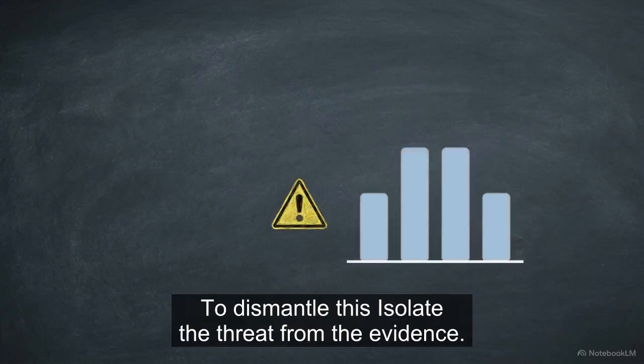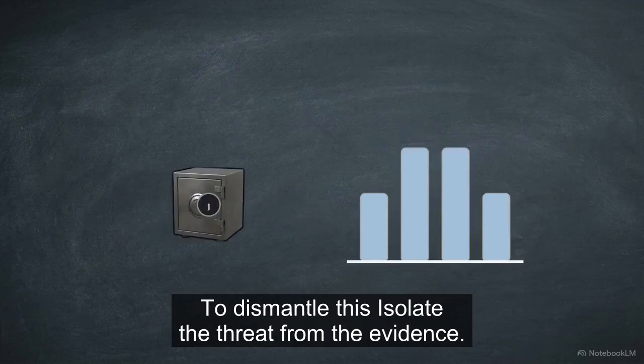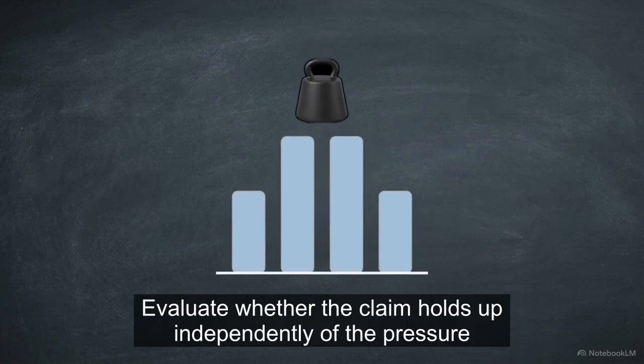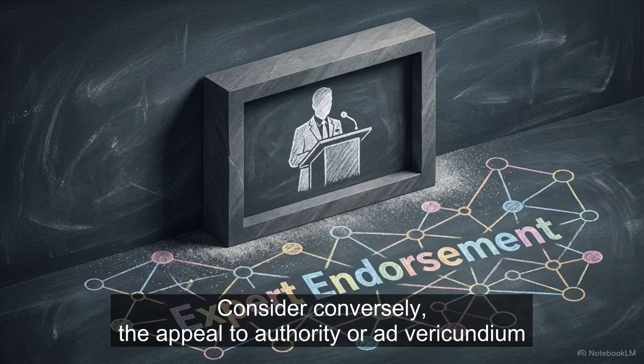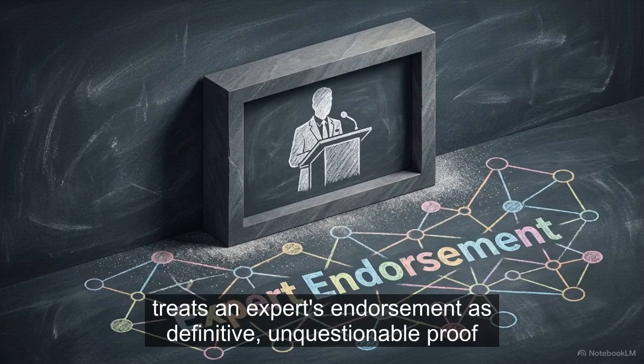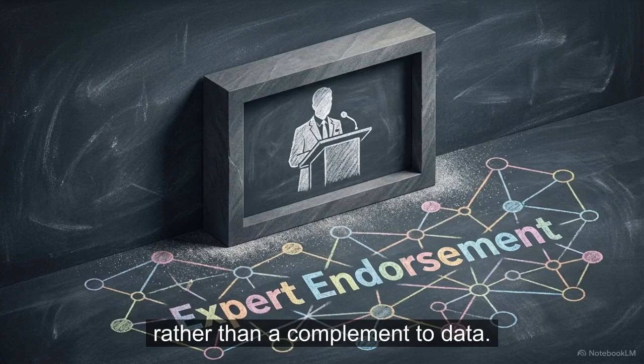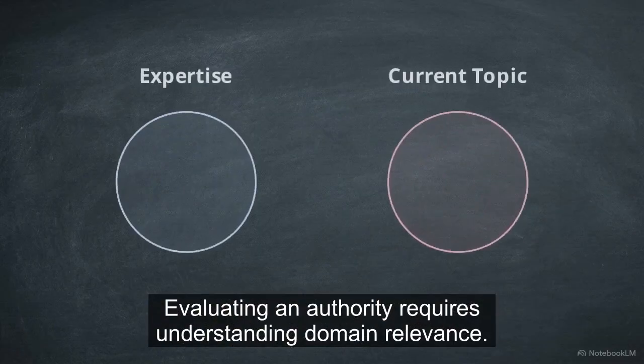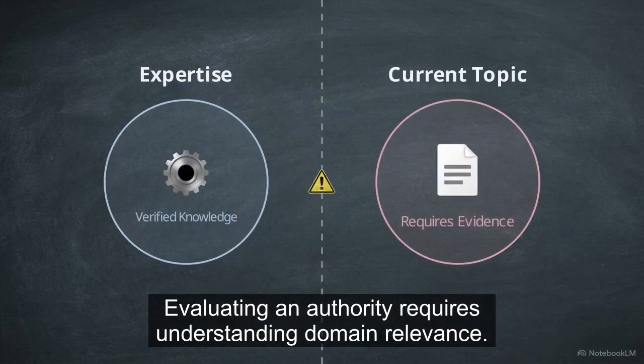To dismantle this, isolate the threat from the evidence. Evaluate whether the claim holds up independently of the pressure being applied to accept it. Conversely, the appeal to authority, or ad verecundium, treats an expert's endorsement as definitive, unquestionable proof, rather than a complement to data. Evaluating an authority requires understanding domain relevance.